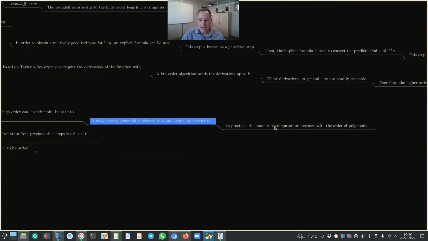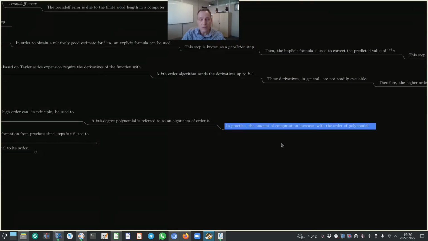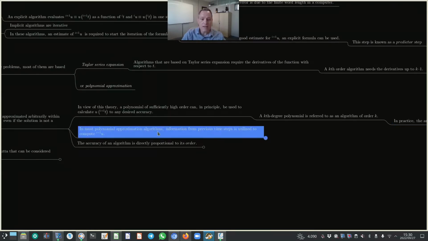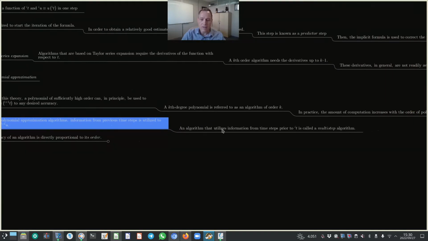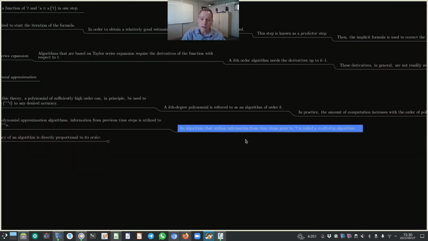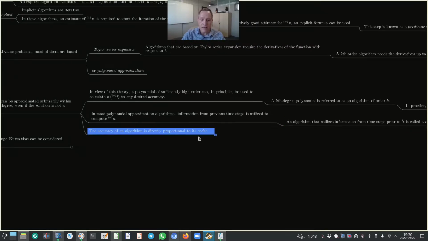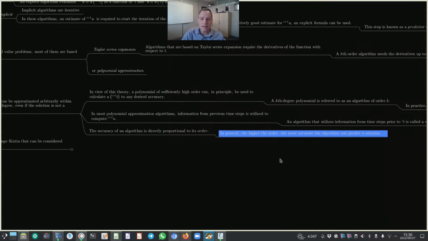In practice, the amount of computation increases with the order of polynomial. In most polynomial approximation algorithms, information from previous time steps is utilized to compute u at the next time instant i plus 1. An algorithm that utilizes information from time steps prior to the current time step is called a multi-step algorithm. Now, the accuracy of an algorithm is directly proportional to its order. In general, the higher the order, the more accurate the algorithm can predict a solution.